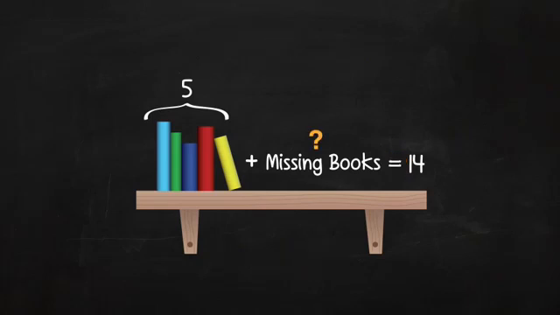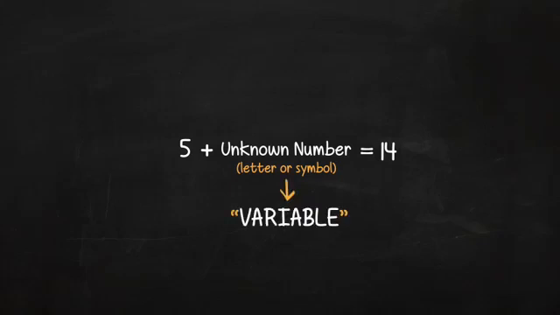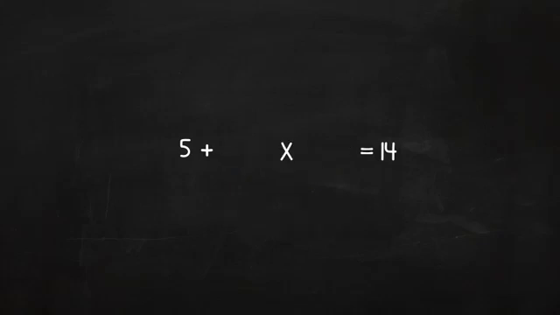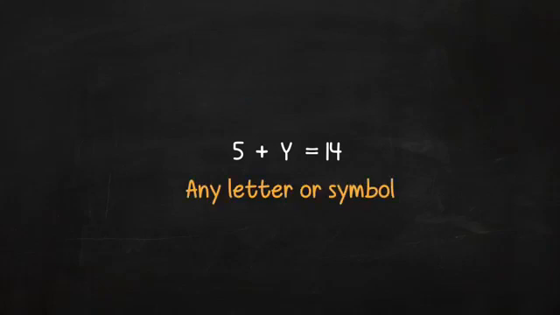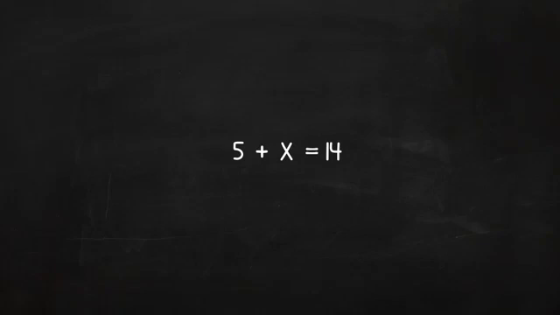But what does this mean, missing algebra books? Well, that is a mysterious number that is unknown. When you have an unknown number, you can use a letter or a symbol to represent it in an equation. This is known as a variable. Let's use the letter X. Y? Okay, let's use the letter Y. 5 plus Y equals 14. Oh, you meant Y, not X. Well, you can also use Y or any other letter or symbol to stand for an unknown number. It makes our mathematical sentence easier to work with. Let's go ahead and stick with X.